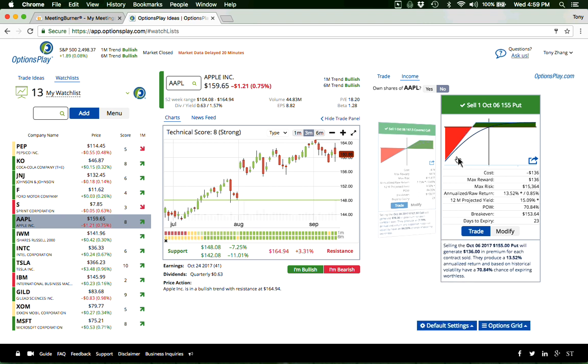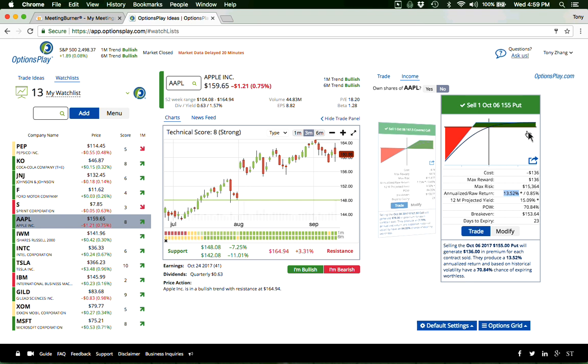A short put is very similar to a covered call in risk profile. And what it does is essentially lets you buy the stock at 155 if the stock is below 155 on October 6th. And for doing that, you're going to receive some income. And generally speaking, the yield on short puts is usually pretty good. So as you can see here, if I sold an October 6th 155 put, I'm getting a 13.5% annualized return.